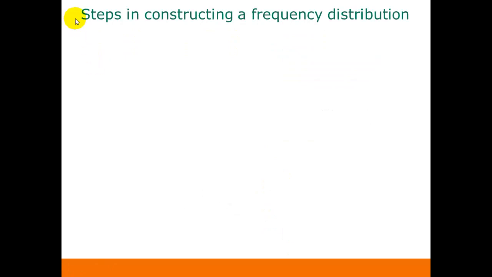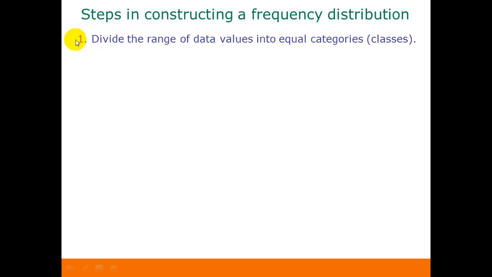Now usually we won't construct frequency distributions ourselves, we'll let software do it. If you have a very big set of data, then constructing a frequency distribution by hand is just too time consuming. But we're going to look at how to do it just to give you a little bit more understanding of frequency distributions overall. If we want to construct a frequency distribution, the first step is to divide the range of data values into equal categories. Those are our classes. So this is the most complicated part.